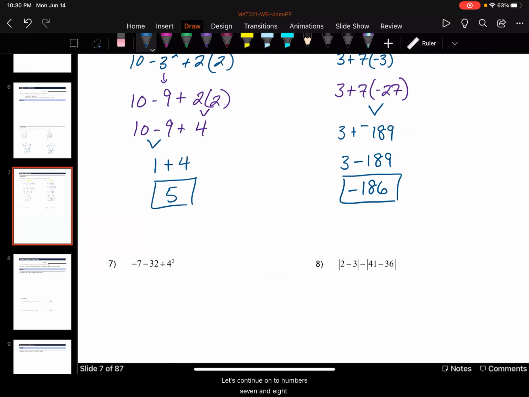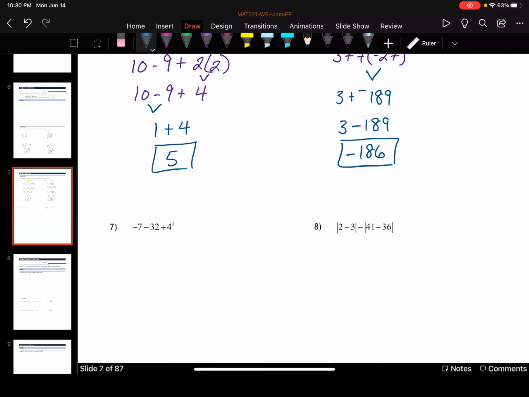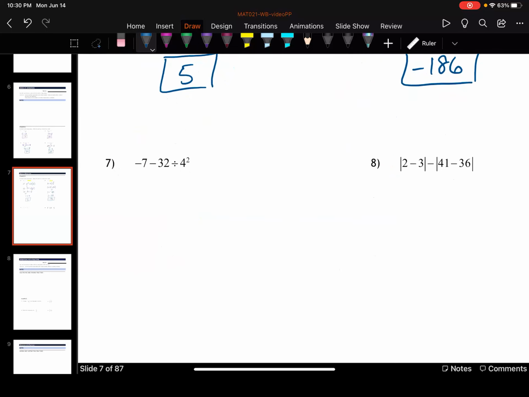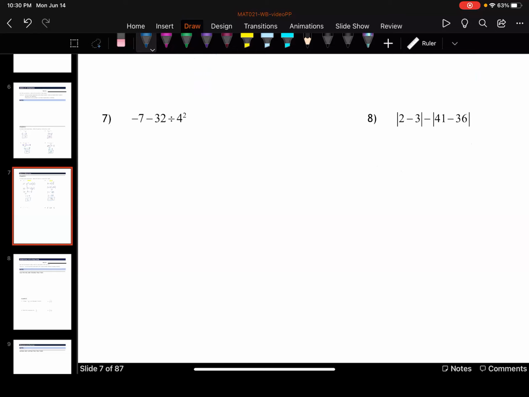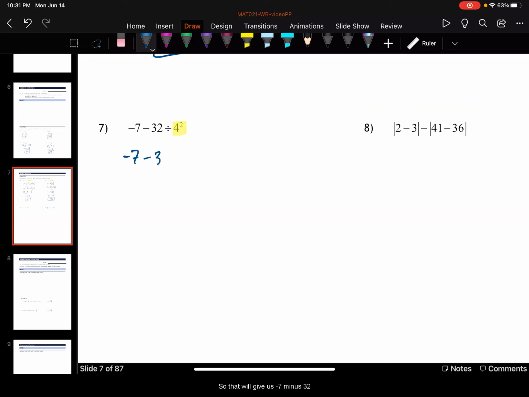Let's continue on to numbers 7 and 8. So looking at problem number 7, we have negative 7 minus 32 divided by 4 squared. So according to our order of operations, we need to do the exponent first. So we will need to do 4 squared first. So that will give us negative 7 minus 32 divided by 16.